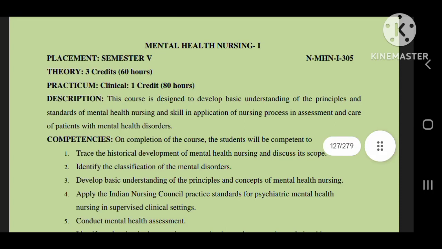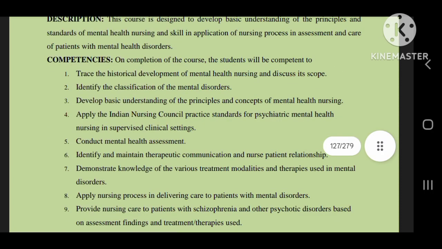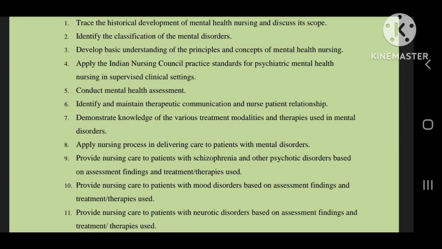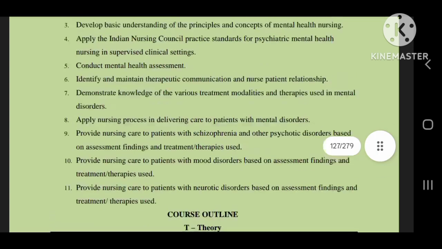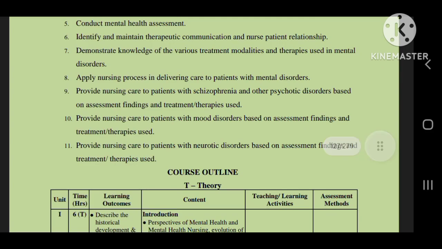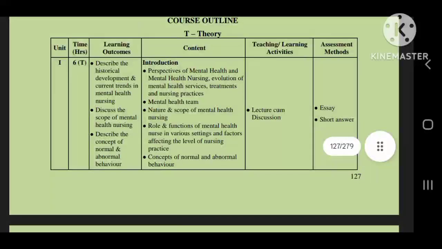Now coming to mental health nursing. In mental health nursing, you have 60 hours of theory and 80 hours of practicals. The competencies on completion of the course, student will be able to trace the historical development of mental health nursing and discuss its scope, identify the classification of the mental disorders, develop basic understanding of the principles and concepts of mental health nursing, and so on. So you can see that up to 11 objectives are there in the course outline.